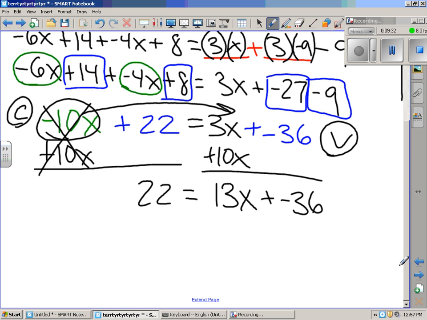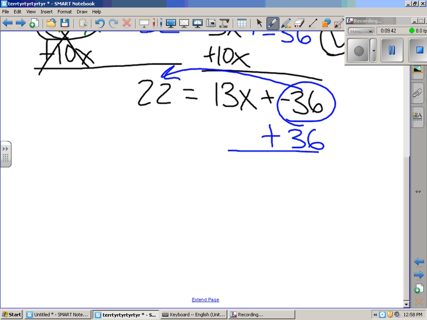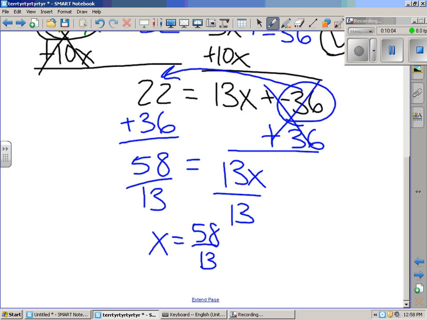Now I'm going to move the negative 36 over to the constant side by using the inverse operation. The opposite of subtraction, or a negative 36, is a positive 36. And then I'm left with 13x on the right side because negative 36 plus 36 equals 0. And I'm left with 58 on the other side. The last step is divide each side by 13, and we get x equals 58/13. And that's all we have time for.